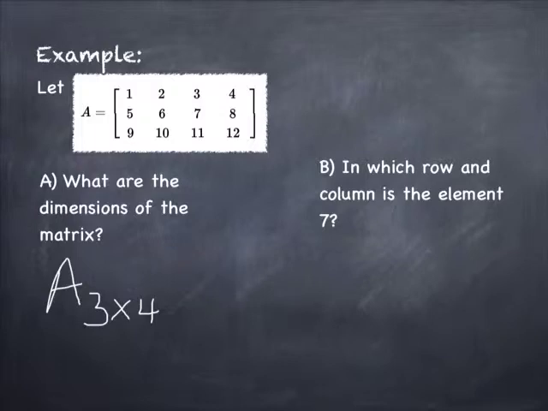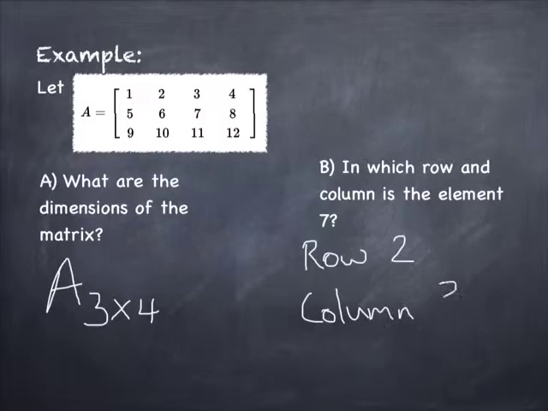In which row and in which column is the element 7? So we look for 7, and it is in the second row, so it's in row 2, and it's in the third column. It's in column 3. So 7 is in row 2, column 3.